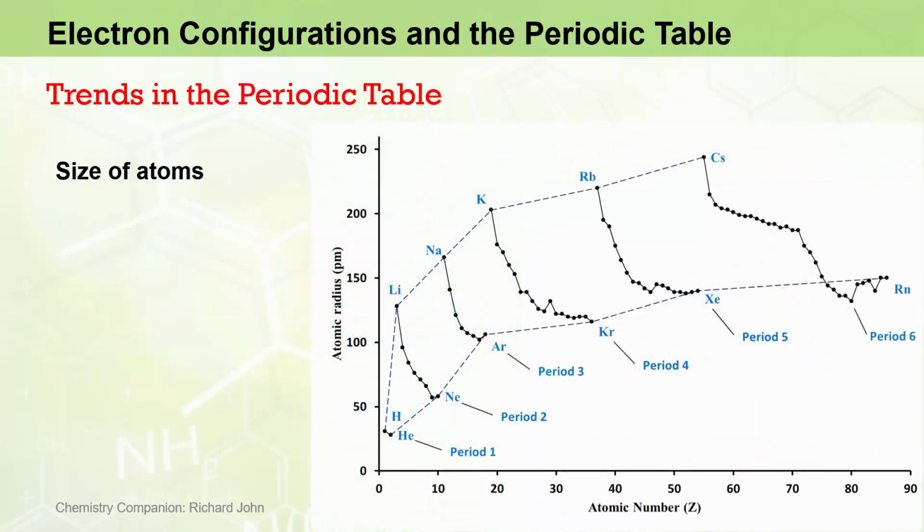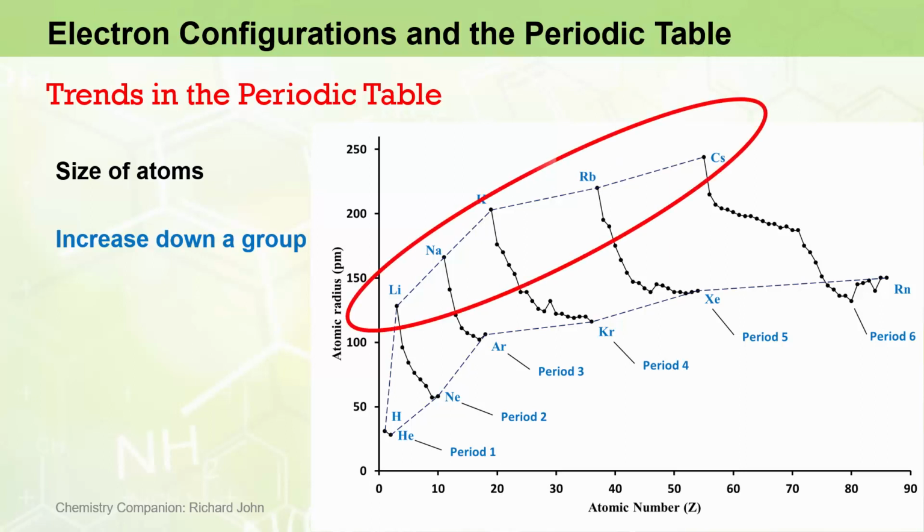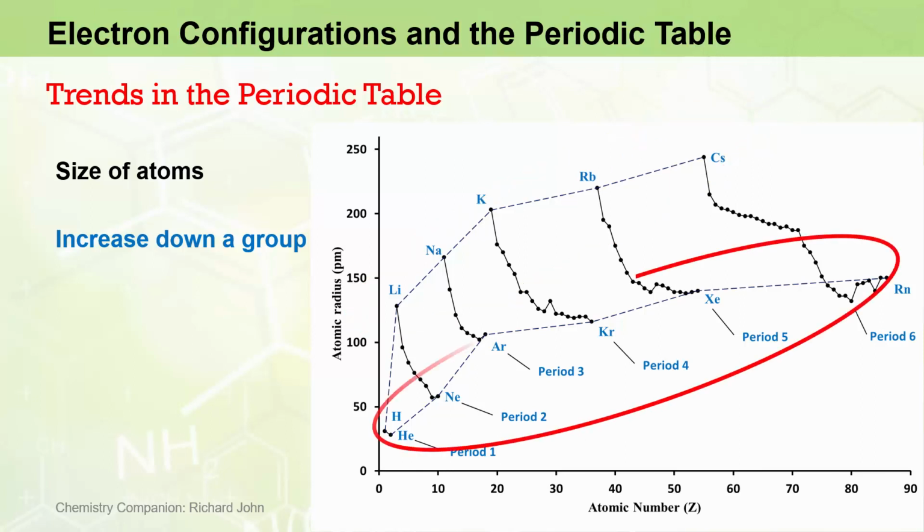This figure shows a plot of atomic radii measured in picometers versus atomic number for elements in the first 6 periods, up to element radon, which is number 86 on the periodic table. Dashed lines show that, in general, the size of atoms increases as we go down a group of the periodic table. For example, we can see the group 1 alkali metals or the group 18 noble gases both increase in size as we go from period 1 to period 2 to period 3, period 4, etc.